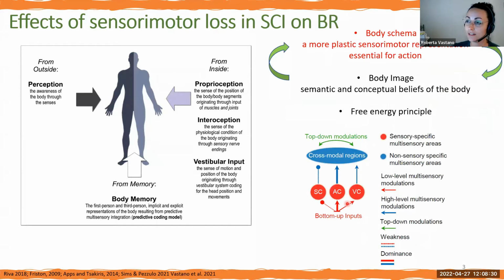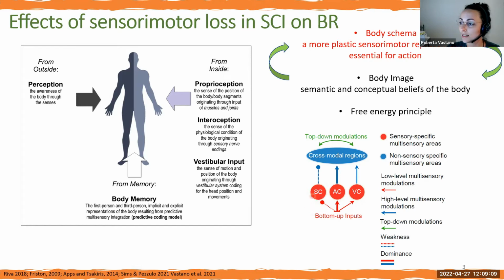So when we bring all of this concept to the world of spinal cord injury, the main problem that we meet is that spinal cord injury presents sensorimotor loss. So we do believe that the main component of the body representation that's affected after spinal cord injury is the body schema, because it's less abstract and relies on sensorimotor integration. We recently also proposed that the impairment of multisensory integration following spinal cord injury can affect body representation.